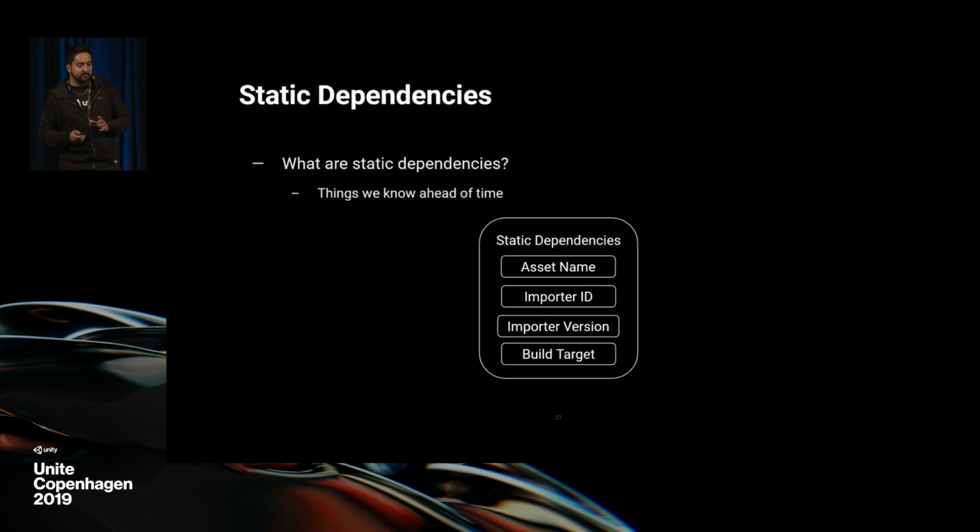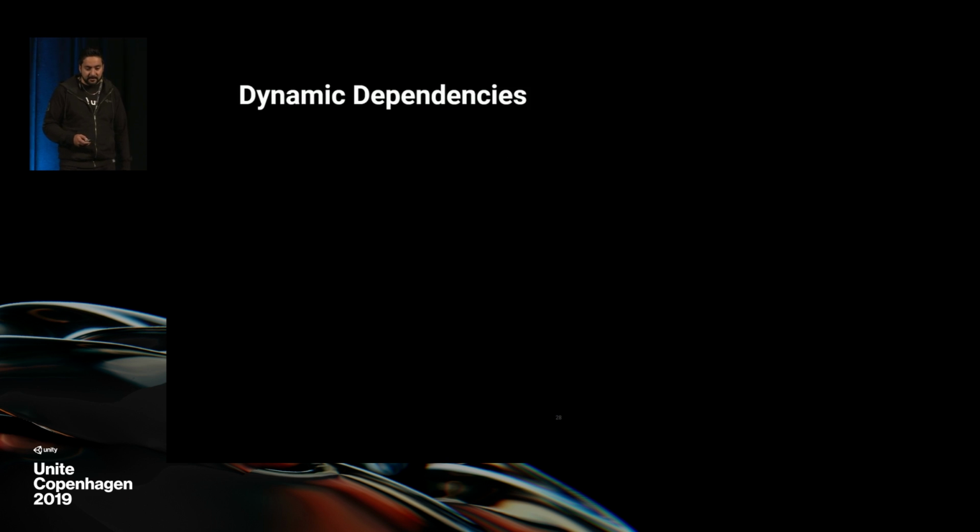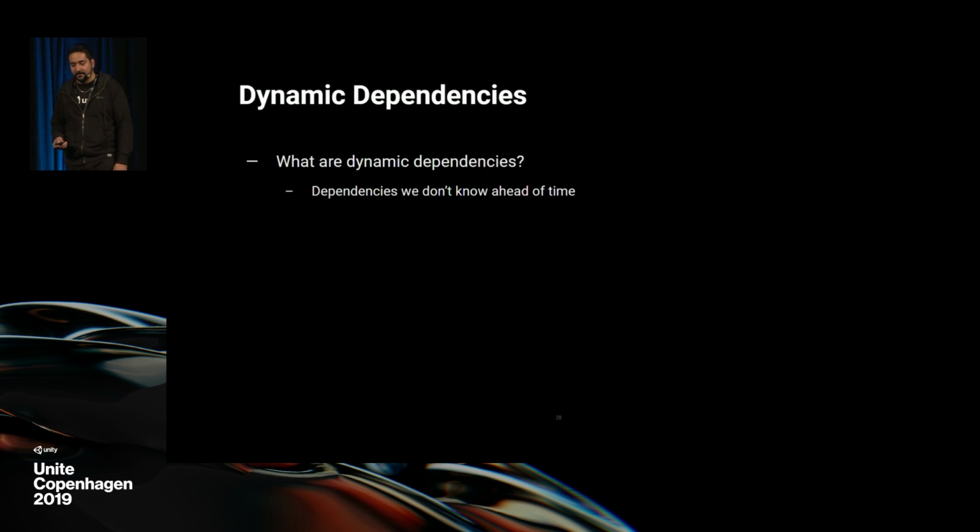And then we have the importer version. So this is when you change enough of your importer to say, hey, I need to force a re-import of every asset associated with this. We also know this ahead of time. Finally, the build target. And knowing the build target ahead of time allows us to do fast platform switch, which I'll talk about later. Dynamic dependencies, these are things we don't know ahead of time.